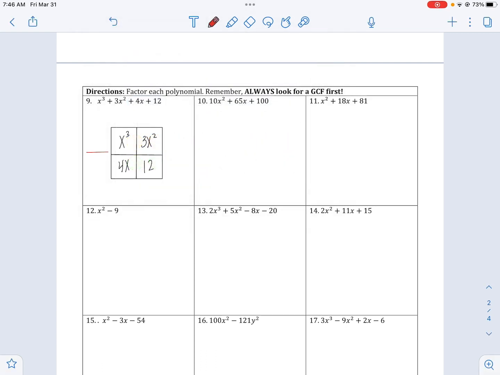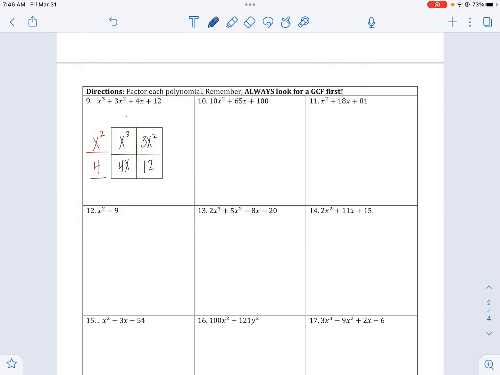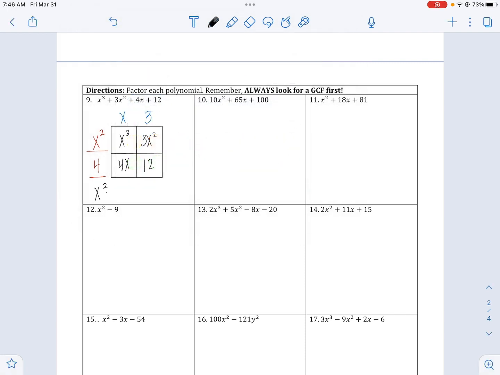What is a GCF? X squared. What is a GCF? 4. Now work backwards to find the base. So we know that it is x squared times what gives you x to the power of 3. That's x. X squared times what will give you 3x squared? That's a 3. Double check your work. You get 4x here, and then you get 12 over here. So you know you did it right. So your 2 factors are x squared plus 4 times x plus 3.